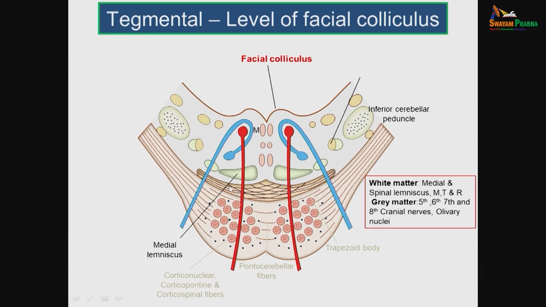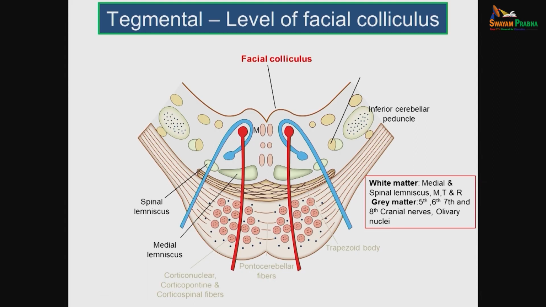So, just behind this trapezoid body, you see there is a medial lemniscus. This medial lemniscus carries the fibers from the nucleus gracilis and cuneatus. When these fibers come to the pons, they rearrange themselves from sagittal to coronal, where the cuneate fibers become medial and the gracilis fibers become lateral. Then lateral to that, we have the spinal lemniscus. It is nothing but the continuation of the lateral spinothalamic tract.